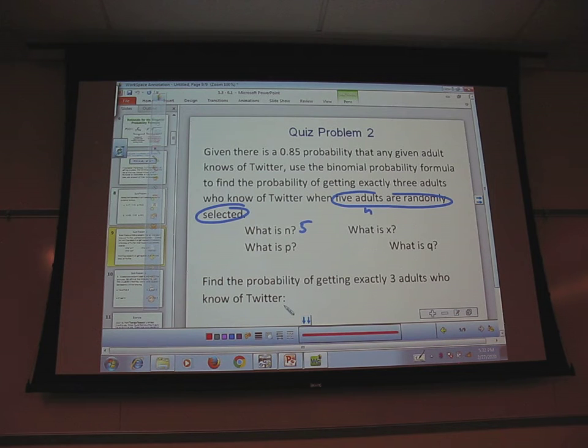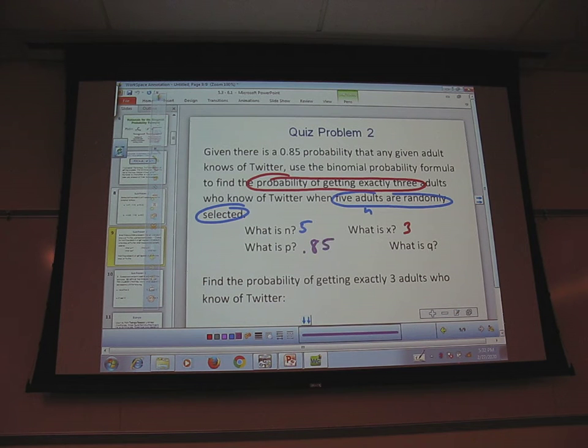Michael, what's my X? 3? Yes. Probability of exactly 3. That's my probability part. And then, this is kind of a harder one. Corey? Little p is 0.85. Right, 0.85.